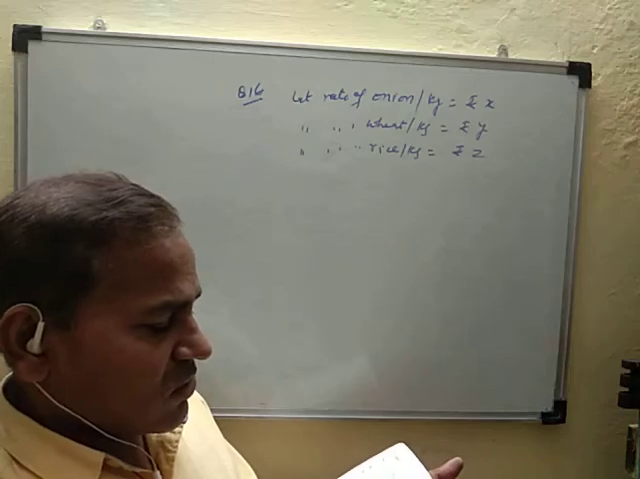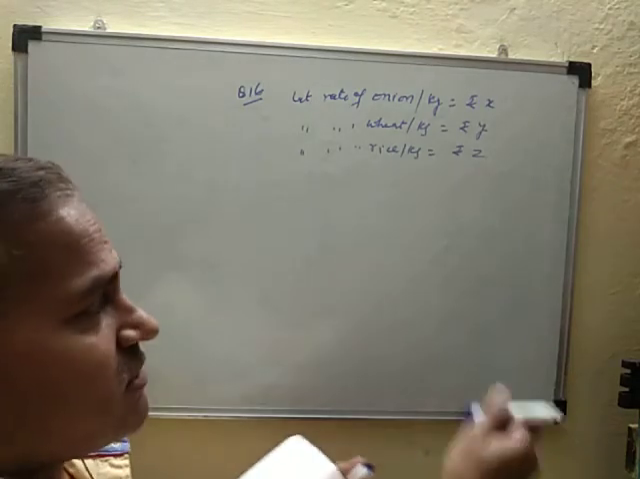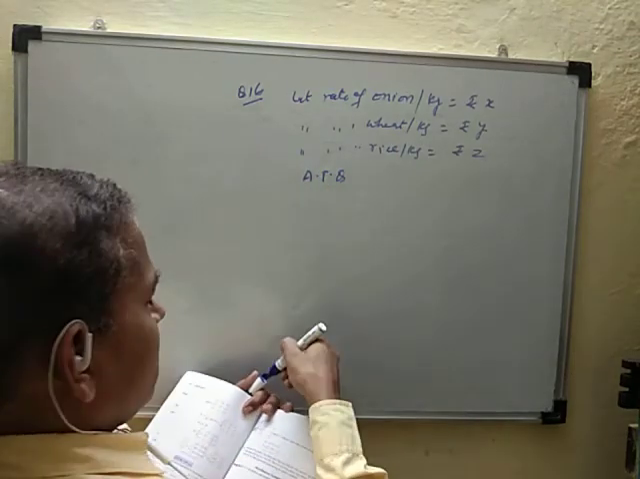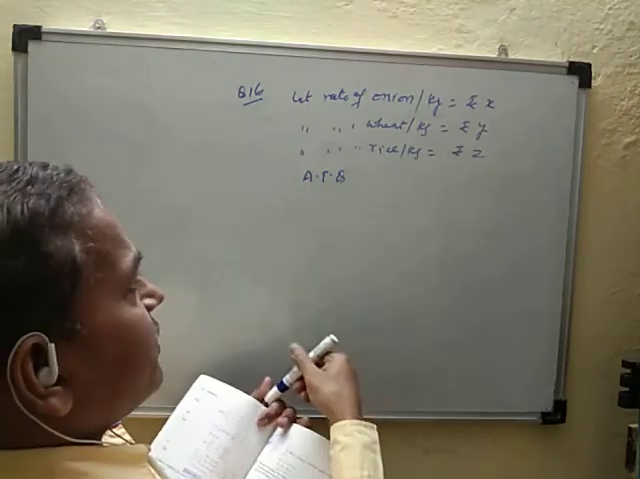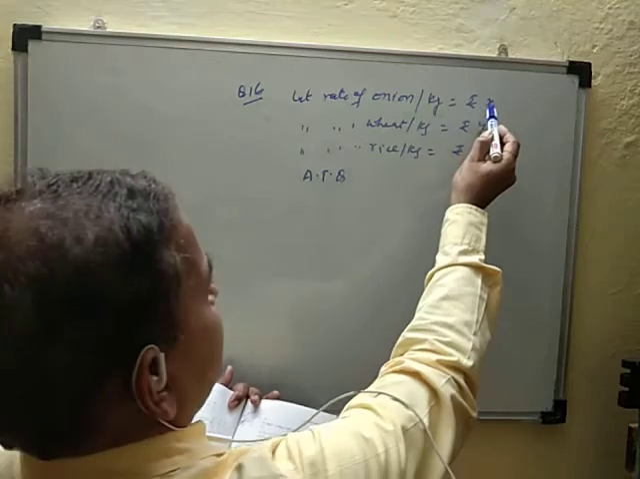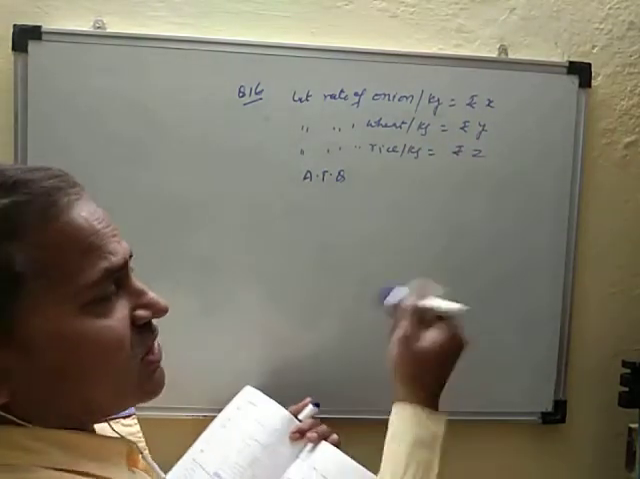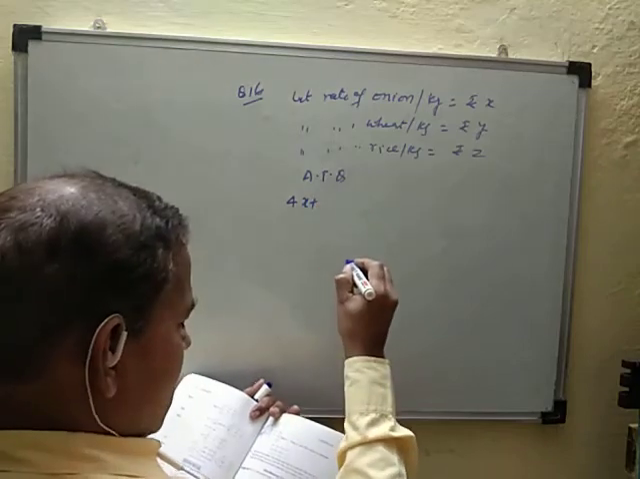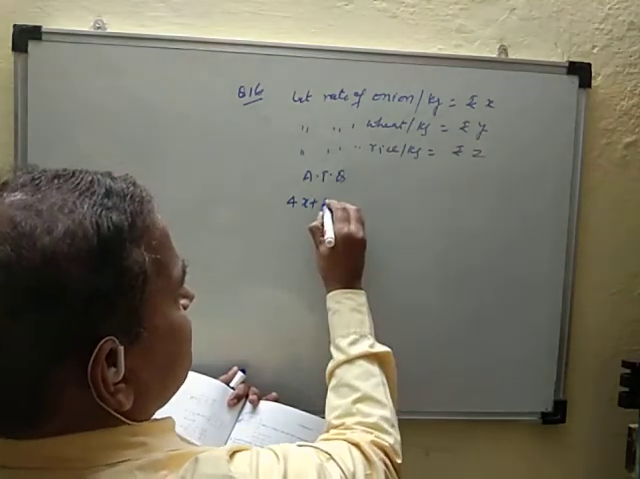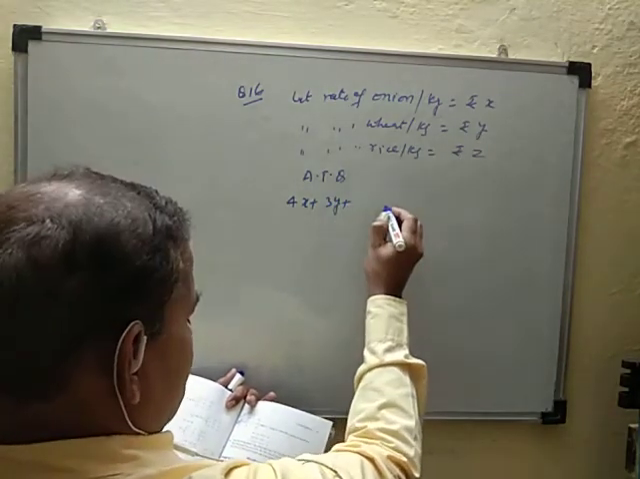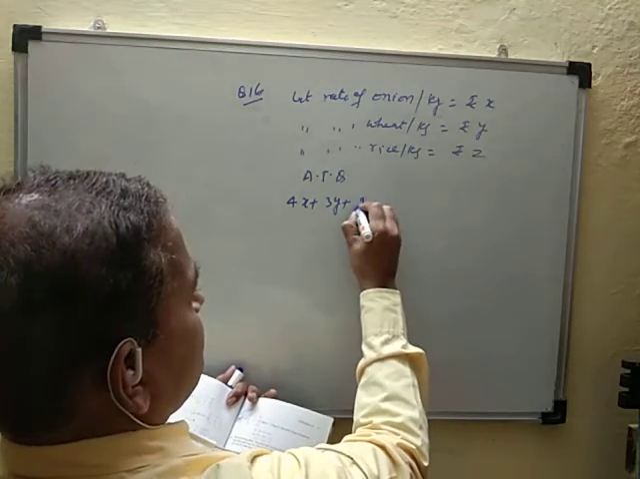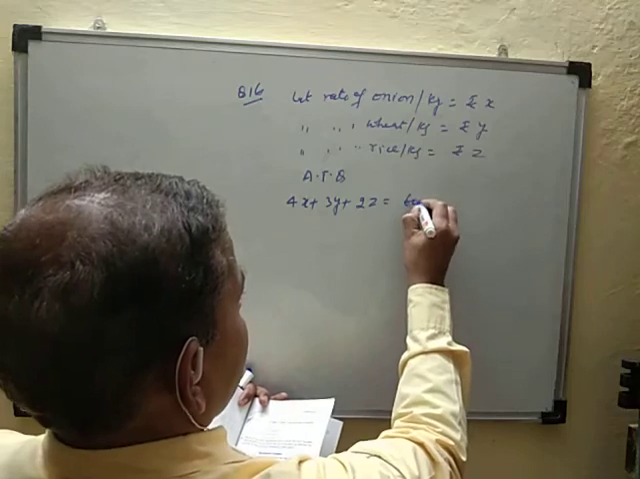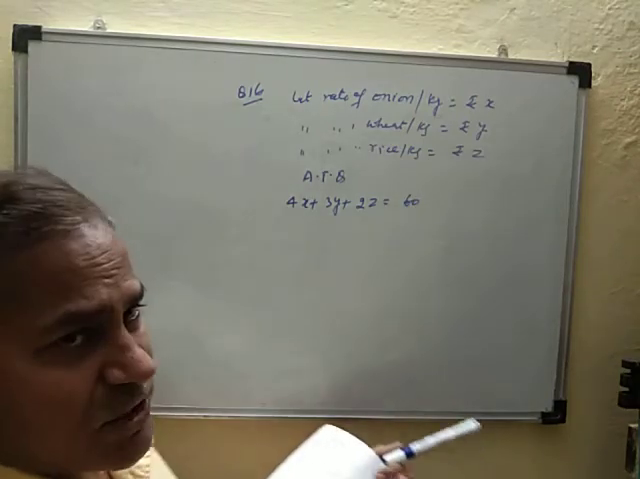First, given the cost of 4 kg onion. According to the question, the rate of onion is rupees x per kg and 4 kg, so the cost is 4x. And 3 kg wheat is 3y, and 2 kg rice is 2z, and the combined cost is given as rupees 60. So it is equal to 60.